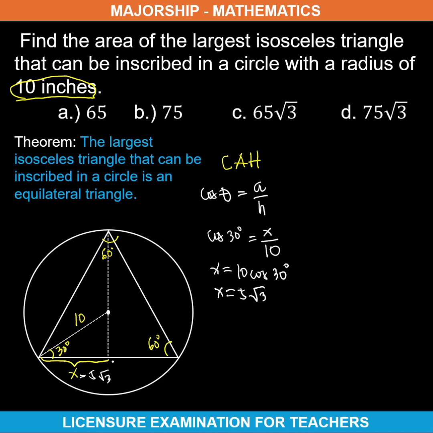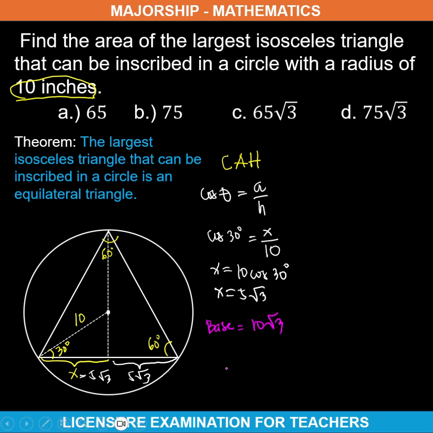Okay, now since equal lang naman silang dalawa, itong part na ito to this part, it follows na this is also 5 square root of 3. Okay, now this means that yung base natin is 5 square root of 3 plus 5 square root of 3, which is 10 square root of 3. Okay, so meron tayong base ngayon. We know that the base is 10 square root of 3.